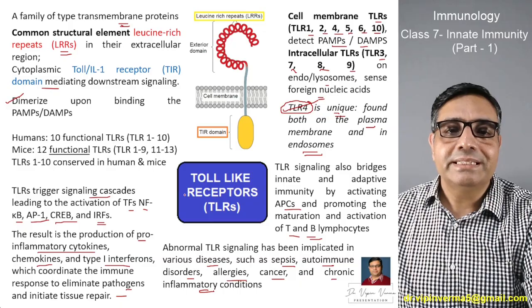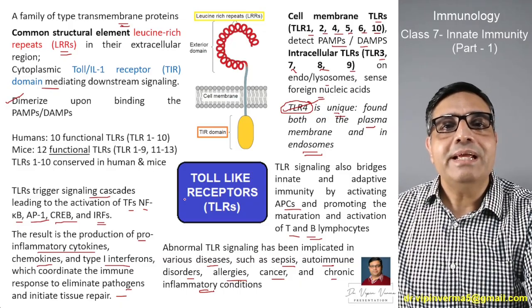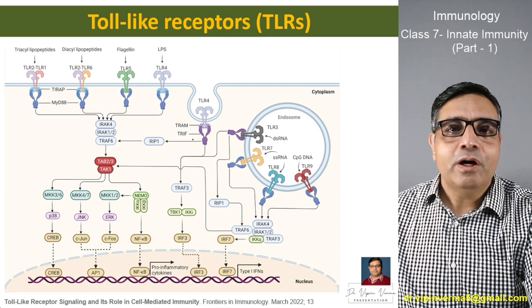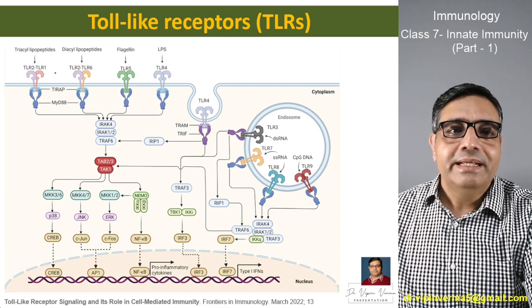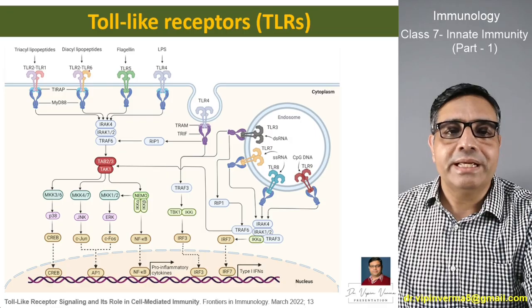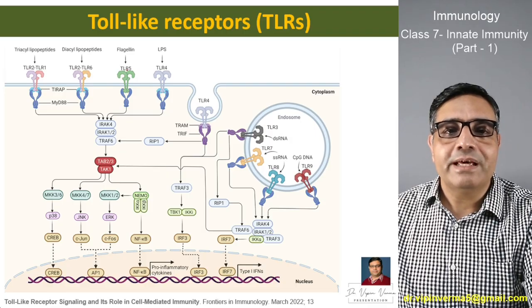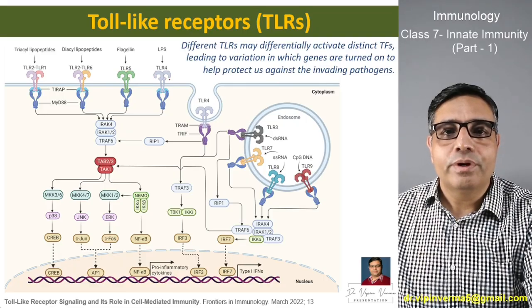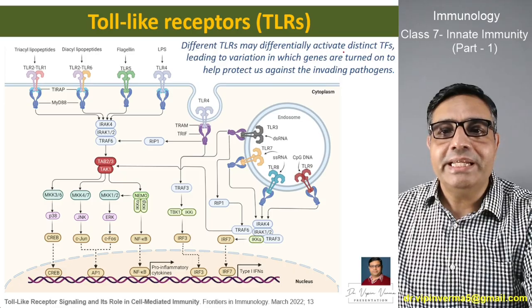All right. So this is a snapshot summary of toll-like receptors. Here we have TLR2, TLR1, a heterodimer. This is the heterodimer TLR2, TLR6. This is a homodimer of TLR5, where both molecules are TLR5, and this is TLR4. Different TLRs may differentially activate distinct transcription factors, leading to variation in which genes are turned on to help protect us against invading pathogens.